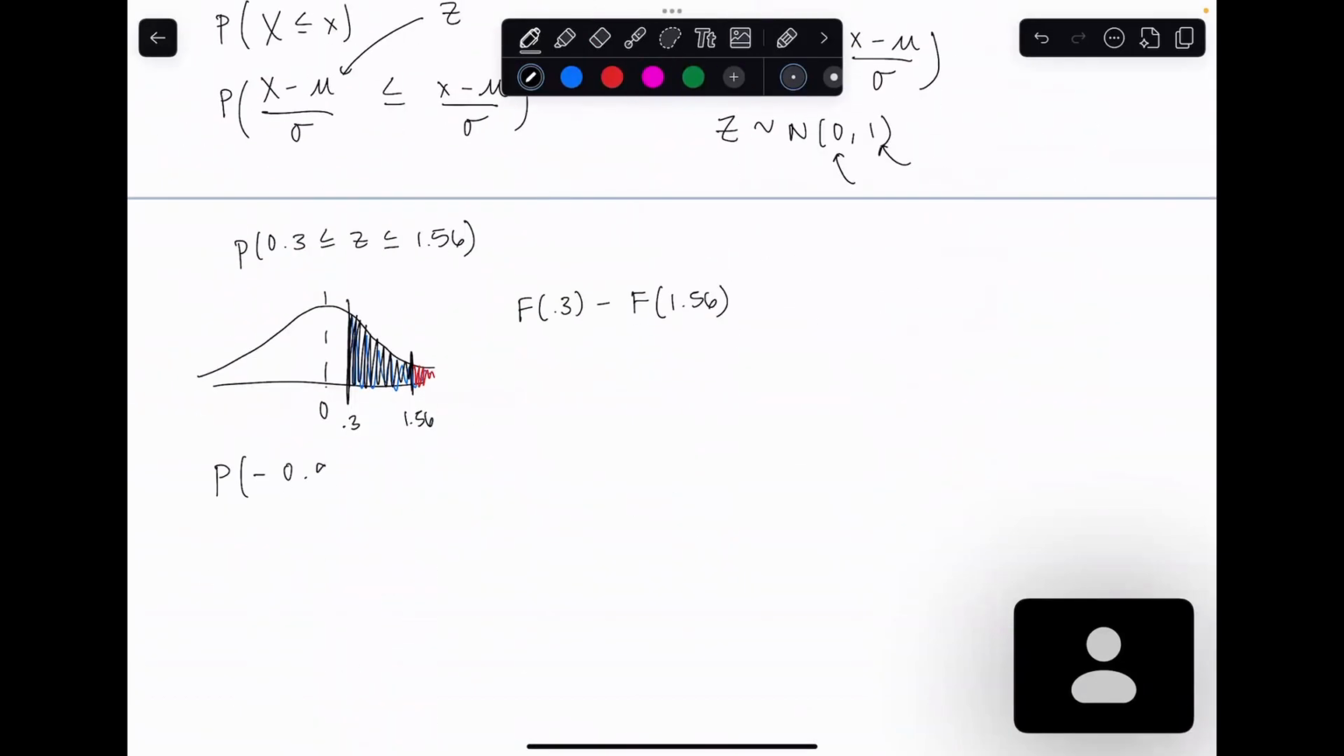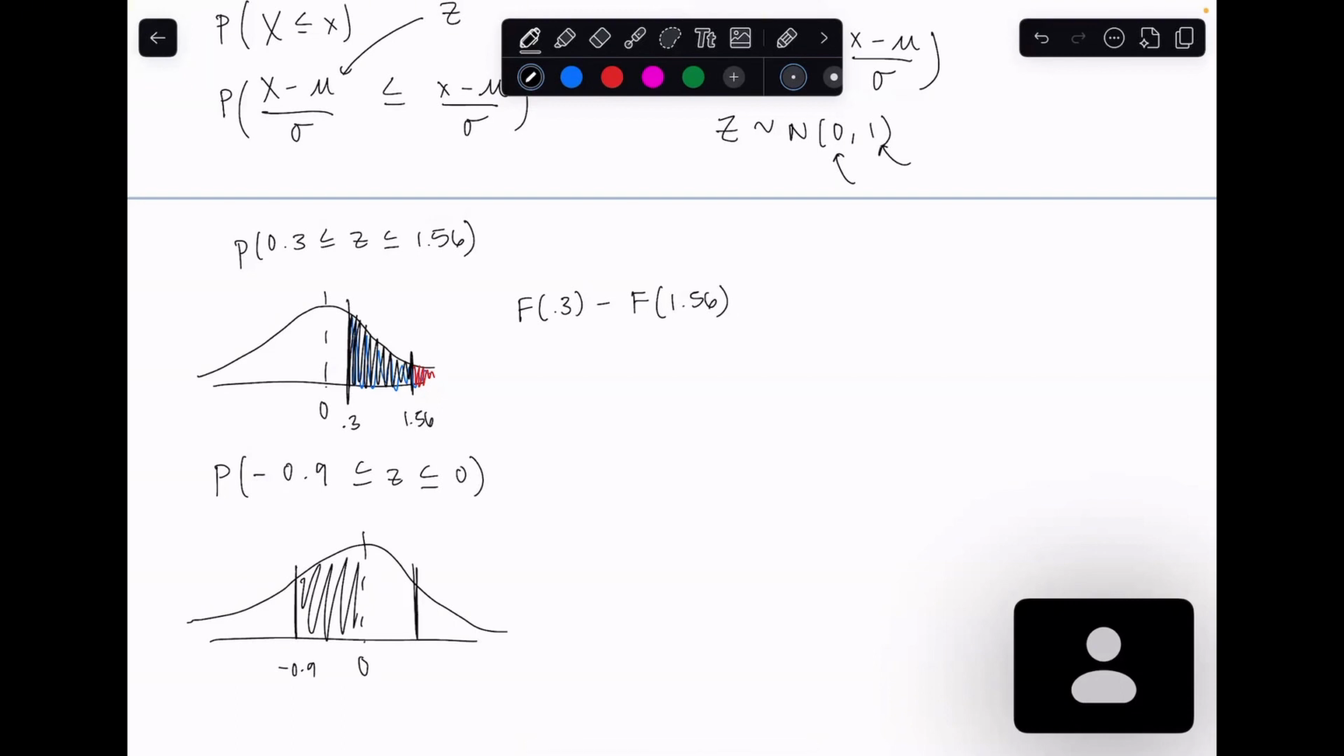So if I have this negative in here, the probability is not negative, but this value. So I want to find the probability that Z is between 0 and negative 0.9. So I want to find this, right? But since it's symmetrical, that's the same as from 0 to 0.9. So I might just find the probability that Z lies between 0 and 0.9, right? And what does that seem like to me?